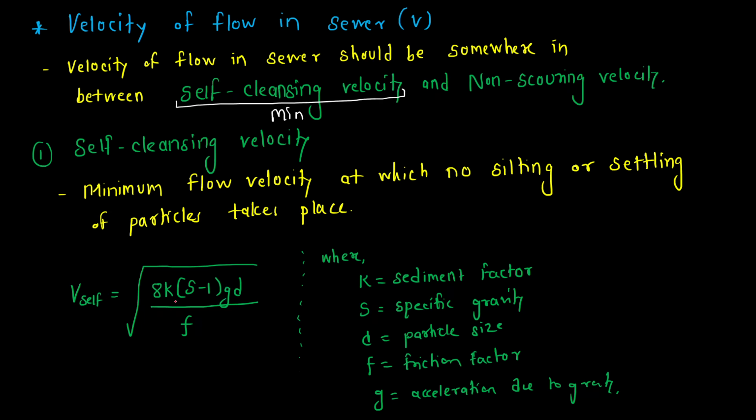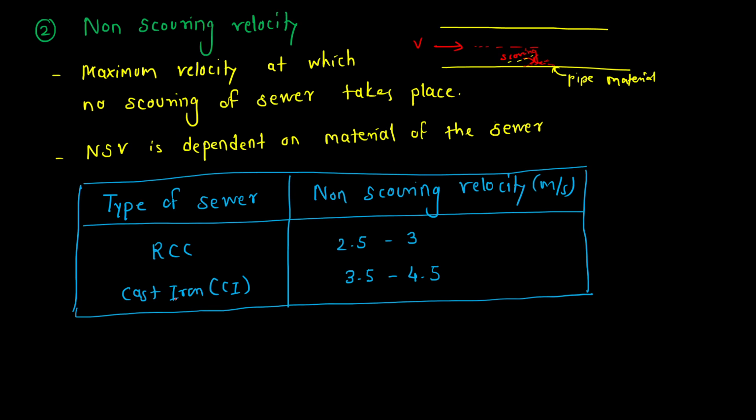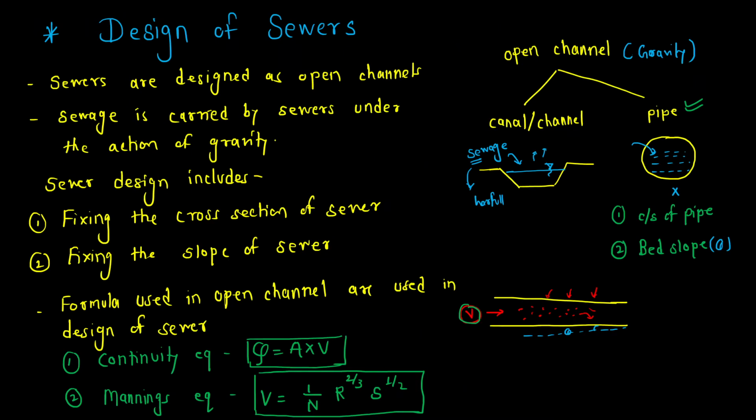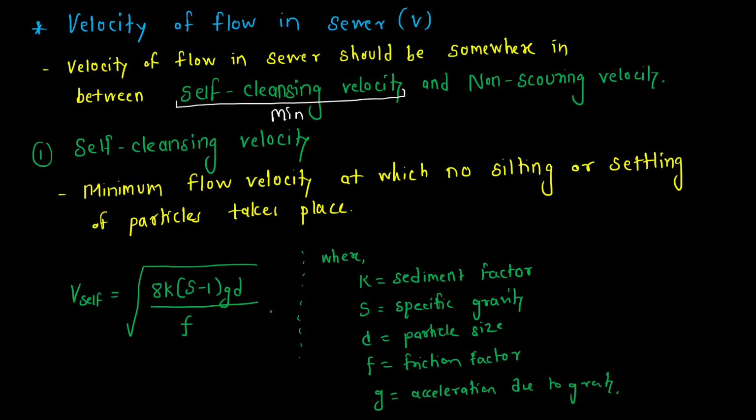So starting with the cross section area of sewer, that is the design parameters. If you just revise, sewer design includes fixing the cross section area. This cross section means nothing but the area and the slope of the sewer. These two things we have to calculate. Now we know that most of the sewers are generally designed as circular cross sections.